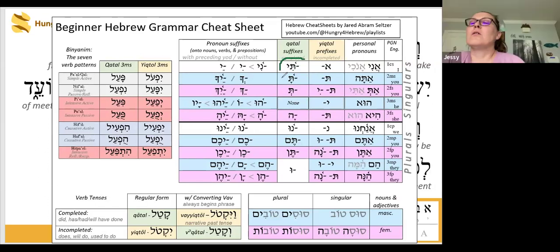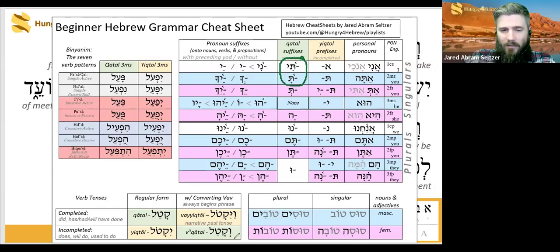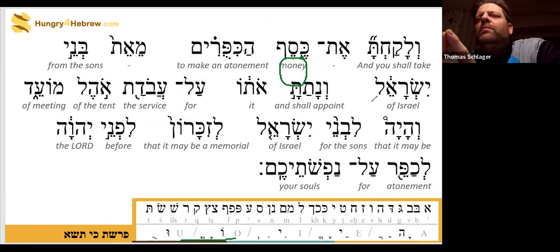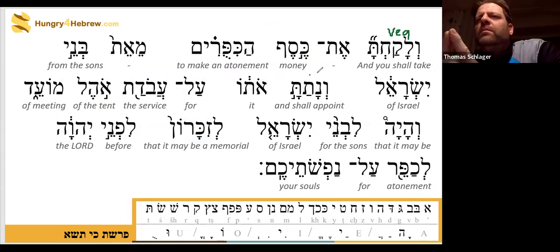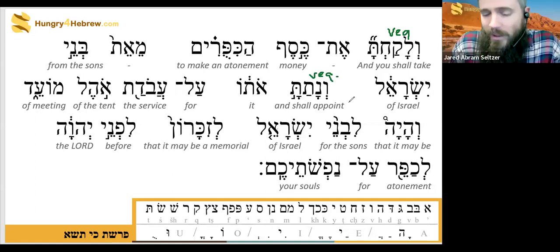Okay. Well, these two will shift their stress in the Vekatal form. It's one of the ways you can tell that it's Vekatal instead of just a Katal verb with a vav added to the front. So instead of being ati or ata, it becomes final stress. Velakachta, venatata. So we know those are Vekatals. We could tell from the context that they're Vekatal also, but the more we know.